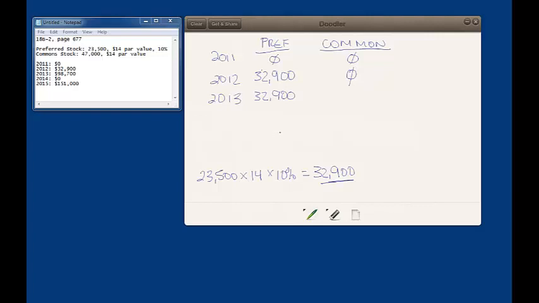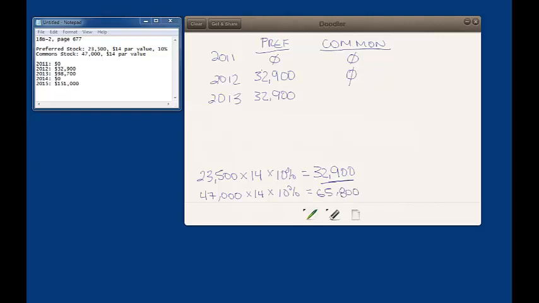Step 2 is to determine the dividends to the common stockholders. And we do this by multiplying the number of shares times the par value per share times the percentage. So for common stockholders, it's 47,000 times the par value of 14. They both have the same par value. That's just coincidence. Times 10%, and that is 65,800.